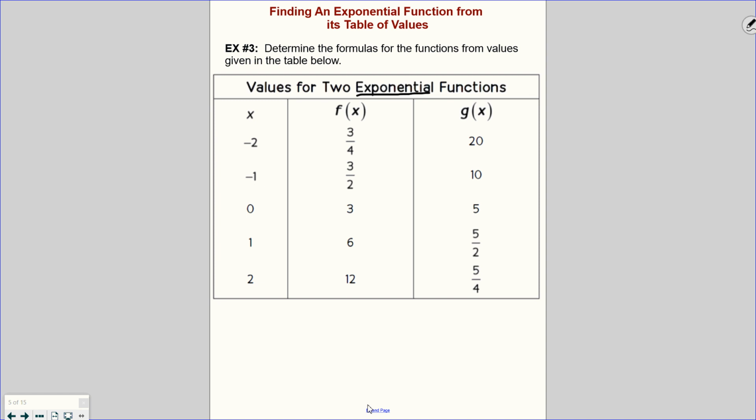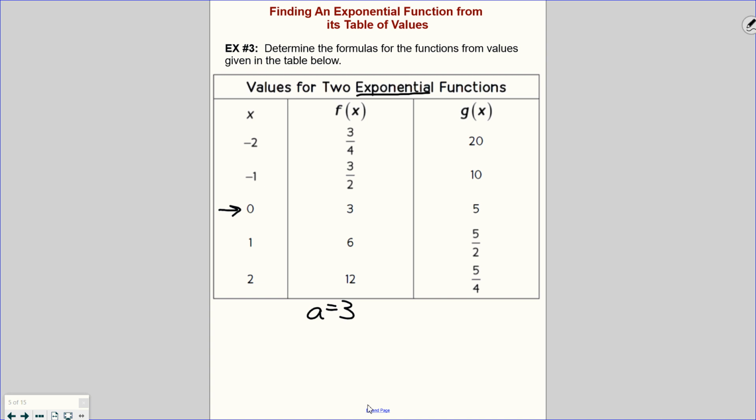Well, remember that a is the initial value. So 0 is your initial value. So therefore, a is 3 for f of x. I'm going to write it kind of under this. So a is 3 for f of x. And then I've got to figure out, okay, what is the base? What am I multiplying by to go term to term?